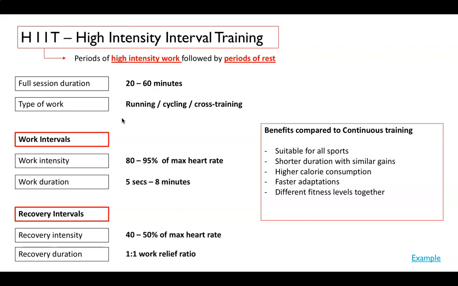So make sure you get those down. Please make sure you have decent Cornell note questions for high intensity interval training, and then some of the benefits as well for high intensity interval training compared to continuous training.